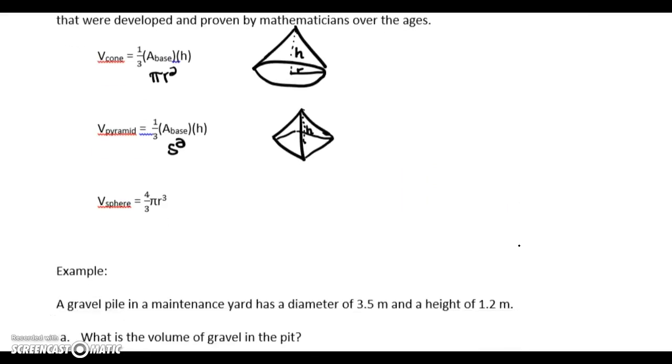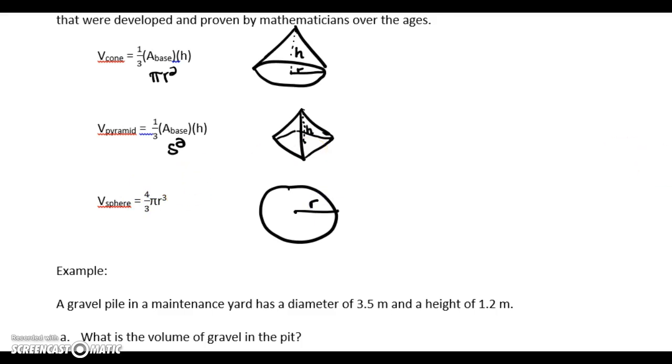Then moving on to the volume of a sphere. This is 4 divided by 3 times pi r cubed. So looking at a sphere with radius r, we go 4 divided by 3 times pi times your radius cubed.